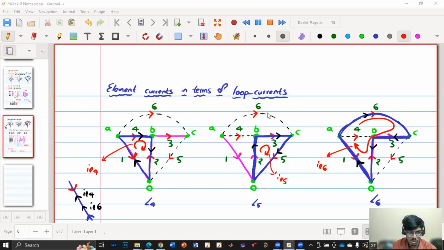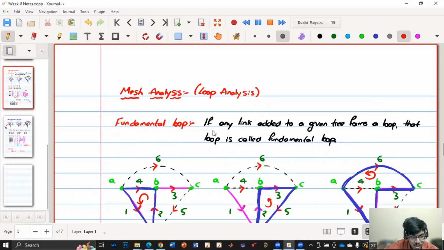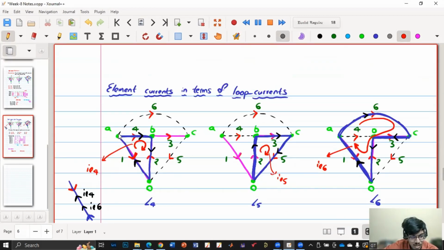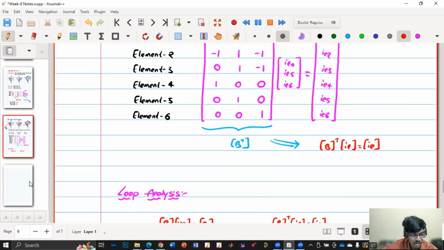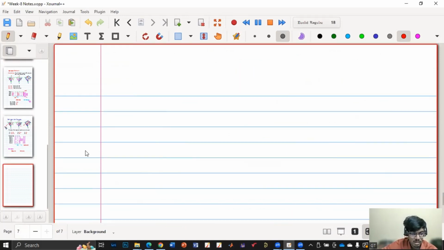And conventions are important. In the case of nodal analysis, we have considered current leaving as positive. In the case of mesh analysis, the current direction should be the same as the element link current. So these conventions should be very clear. Till now we have discussed nodal analysis as well as mesh analysis.